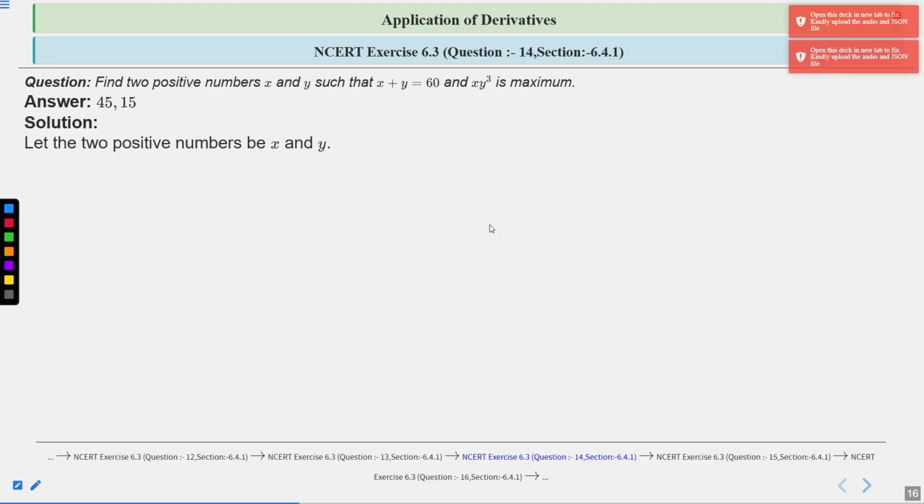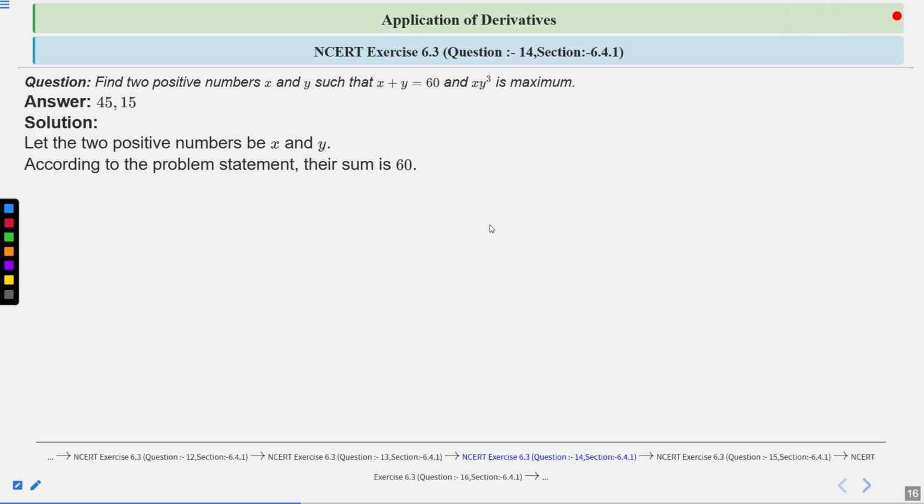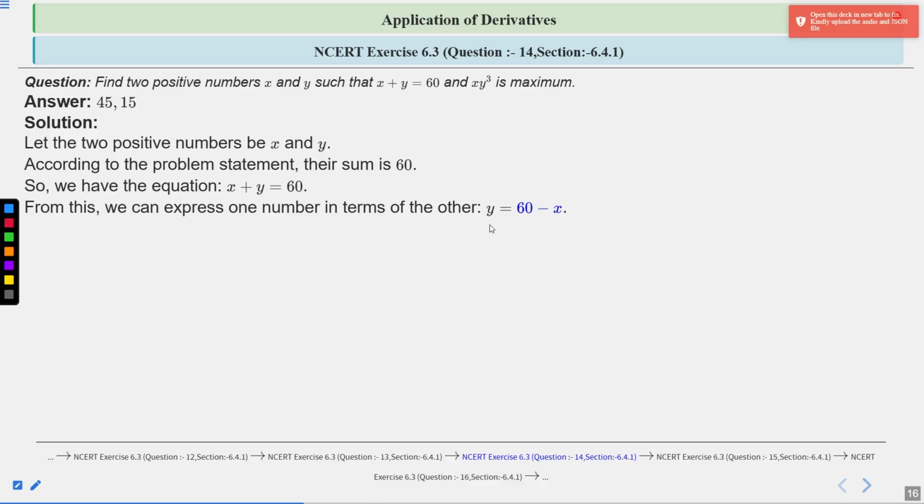Let two positive numbers be x and y. According to the problem statement, their sum is basically 60. So we have the equation x plus y is equal to 60. From this, we can express one number in terms of the other. So y is basically equal to 60 minus x.